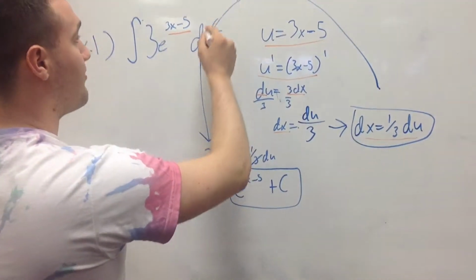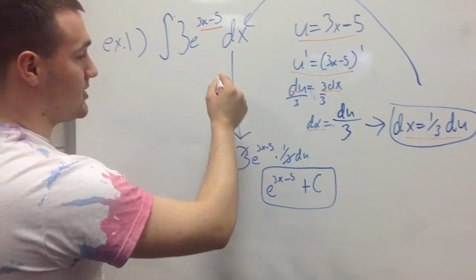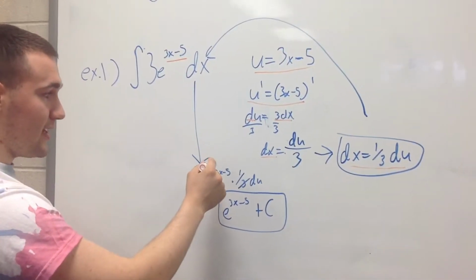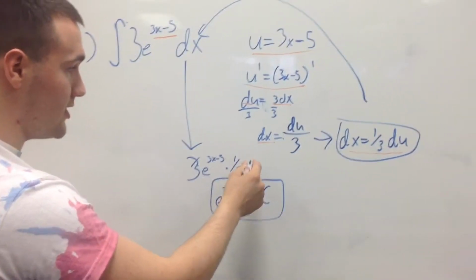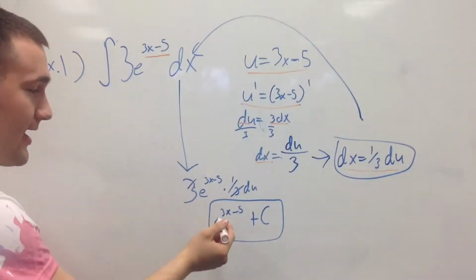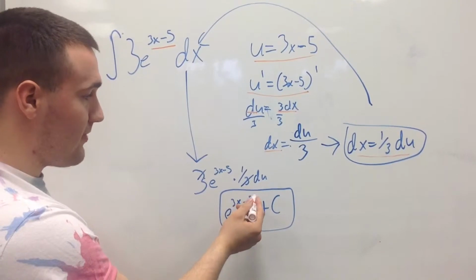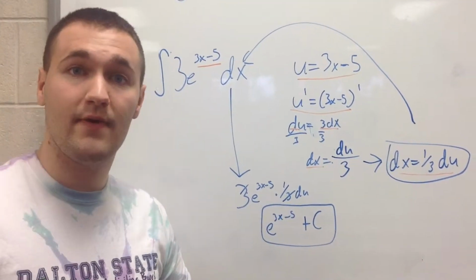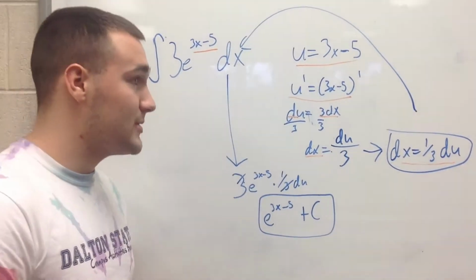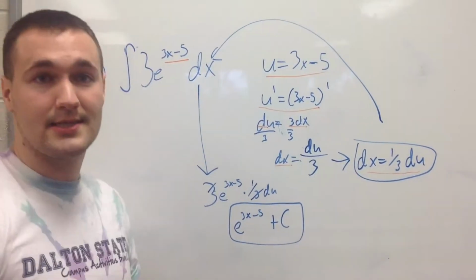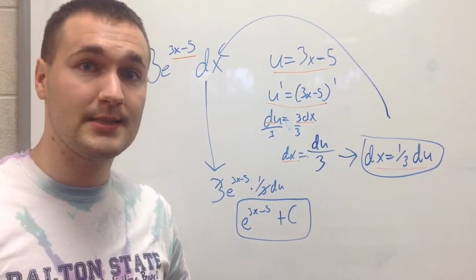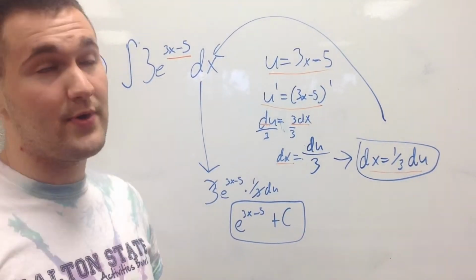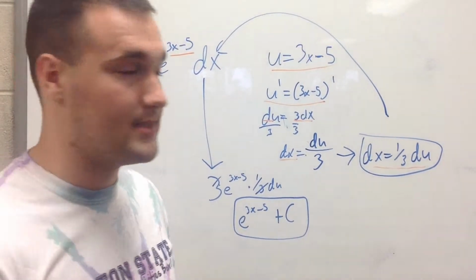Okay, so now we have our dx. We're going to come over here and plug it back into our original function. So now we have 3e to the 3x minus 5 times 1/3 du. We're going to cross out these 3's, and now we're left with e to the 3x minus 5 plus a constant. Anytime you take the antiderivative of a function, the antiderivative is always going to be plus a constant. You don't necessarily know what that constant is, but it is there. So always at the end of every antiderivative, you're going to have plus a constant.